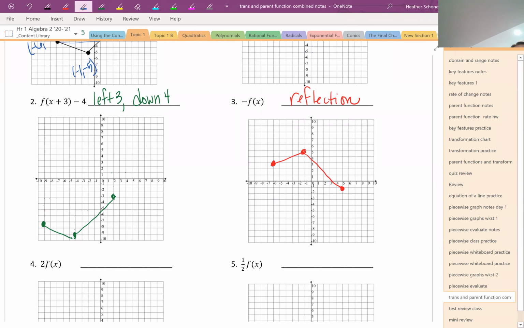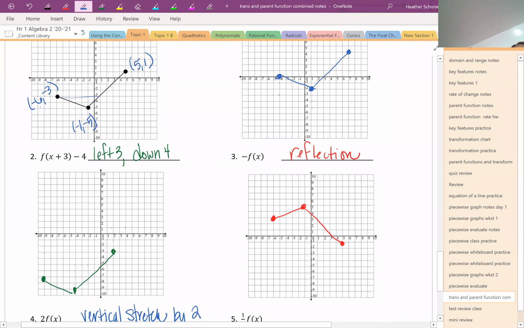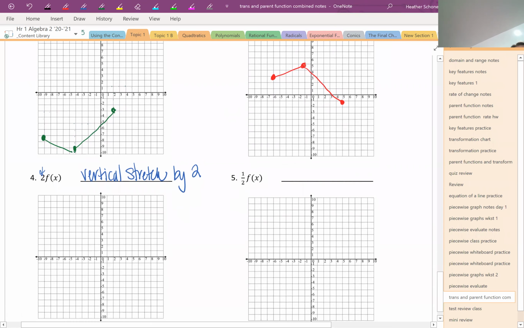Okay, number 4. On this one, there's not a number added or subtracted. There's a number multiplied. And when it's multiplied, it's either a vertical stretch or a shrink. If the number is greater than 1, it is a vertical stretch. Okay, and we say by a factor of 2, or just by 2. When this happens, we do not change the x's, it's only the y. So in this first point, the x of -6 stays the same, but the y gets doubled. So if I double -3, because there's a 2 in front of it, -3 doubled is -6. So my first point is -6, -6.